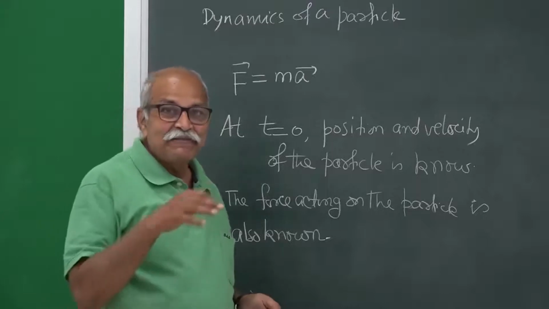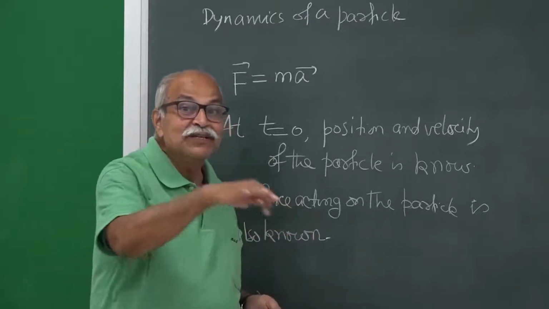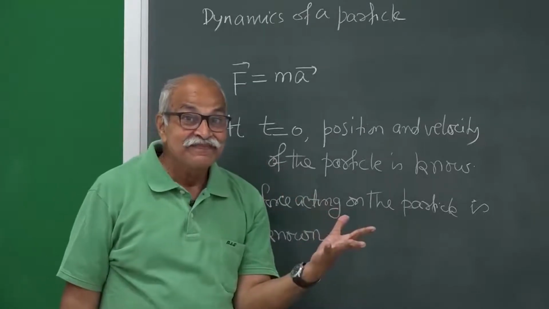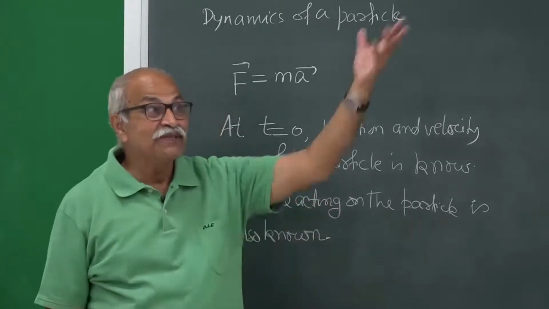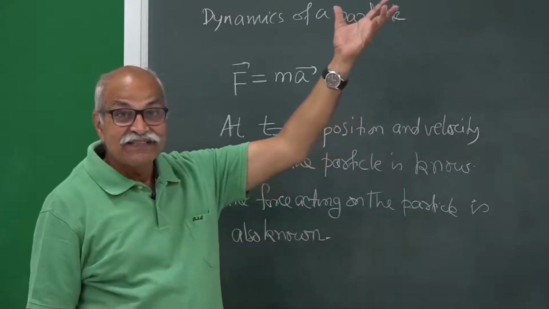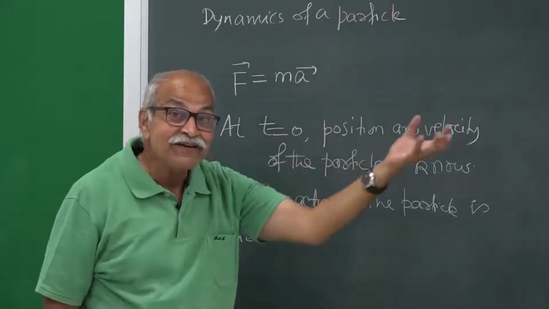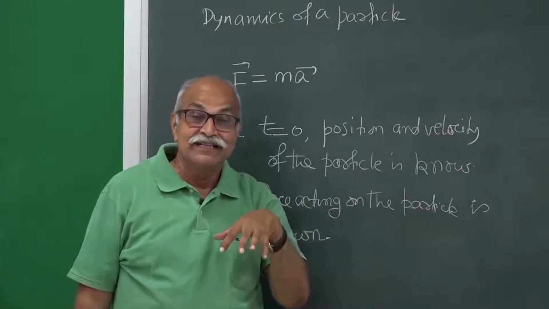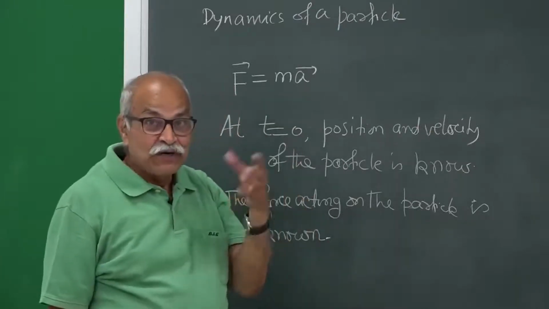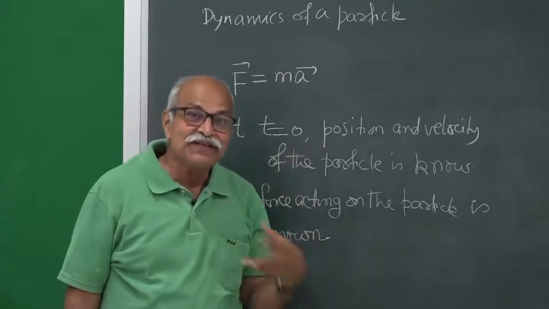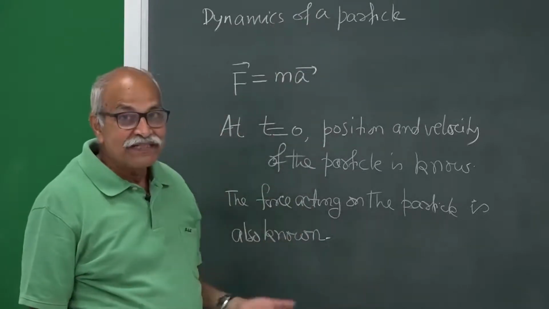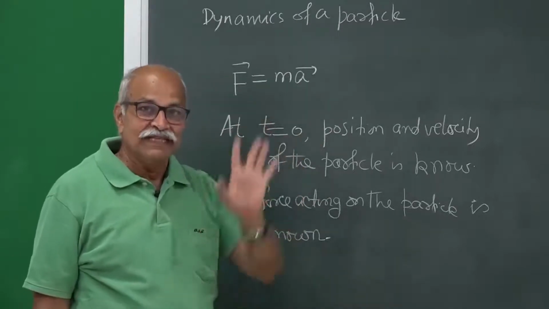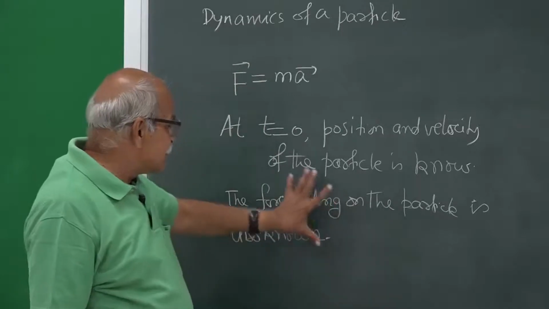So, force may depend on the position of the particle, force may depend on the velocity of the particle. If you throw something with high speed in air, the force by the air on that object, which we generally call air resistance, depends on the velocity, or the magnetic force depends on the velocity. Force may depend on the velocity, force may depend on time. So, whatever, but it is known. In that entire duration it is known.